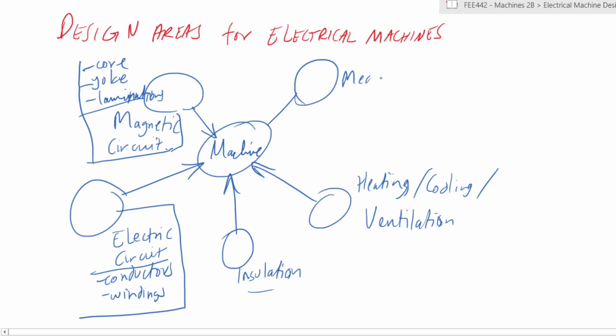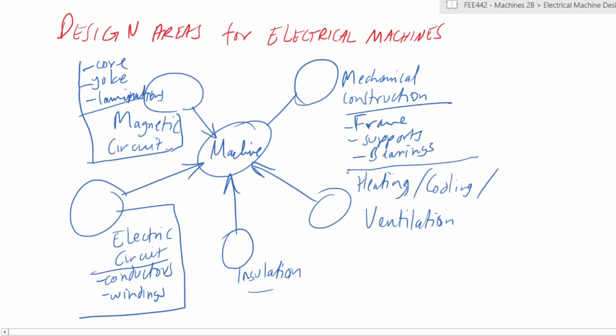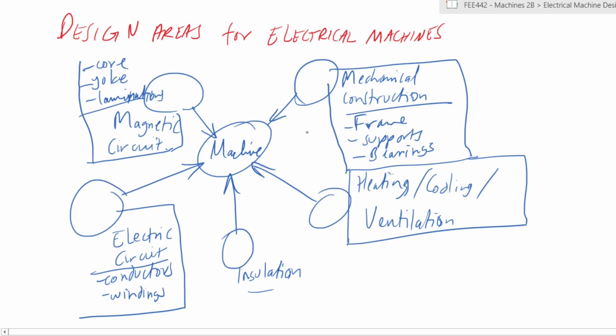And finally, the mechanical construction. So the machine needs to have a frame, supports, bearings, and so on and so forth. All materials that have to be properly designed and included within your machine itself, right? So these 5 elements constitute the design aspects of electrical machines that we shall be looking at in the next few lectures, right?